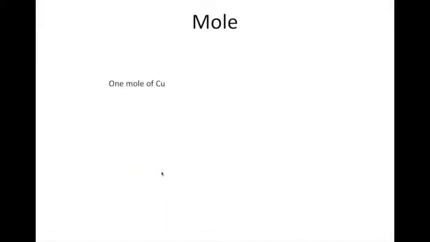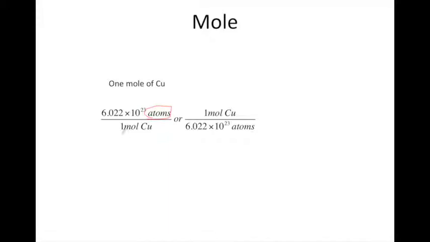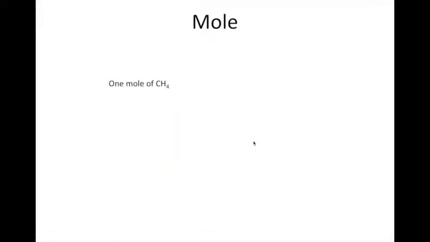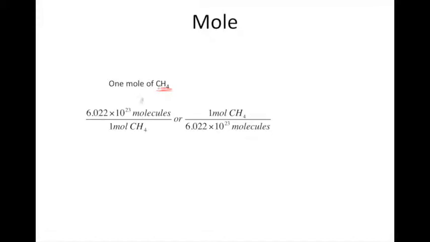Okay. So 1 mole of copper. Well, we could write it either way. Avogadro's number of atoms, we would want copper atoms here, is equal to 1 mole of copper. Again, because copper is an atom. We could write it either way would be correct. CH4, methane, this is not an atom, so we can't use the unit atom. This is a molecule. So we would have Avogadro's number of molecules over 1 mole of CH4, or we could write it in reverse.